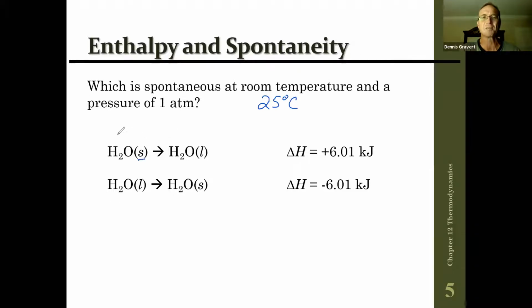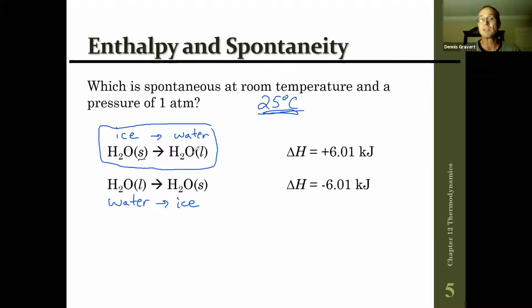Here's water in the solid form, or a better word for that is ice. And then this is water in liquid form, it's turning to water. And then this one is water turning into ice. And so if we're at room temperature, which one is a spontaneous process? This one, ice melts at room temperature. Now, is that an endothermic or an exothermic process? Well, for ice to melt, it needs to absorb heat energy to turn into liquid water. And the delta H, the enthalpy change is positive, which means it's an endothermic reaction.